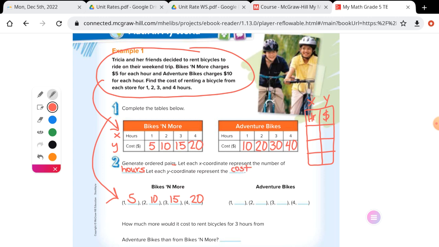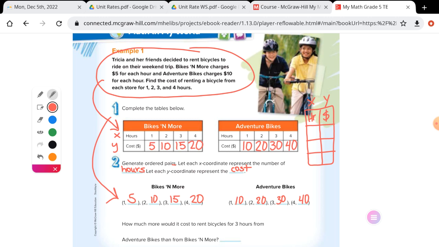Okay, let's go to Adventure Bikes. Tyson, can you give me an ordered pair for Adventure Bikes? 1, 10. Okay, go ahead and give me another one. 2, 20. Aubrey, go ahead and give me the last two. 3, 30 and 4, 40. 3, 30, 4, 40. From there, could I graph those 8 points on a coordinate plane? Yes. Yeah, you guys all practiced that last night. You know how to graph points on a coordinate plane.